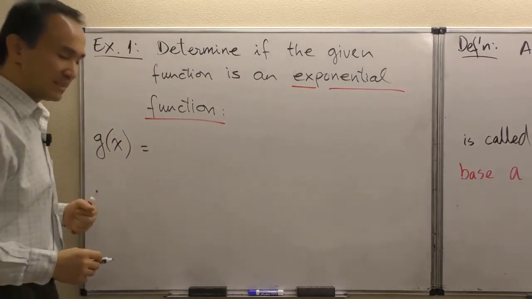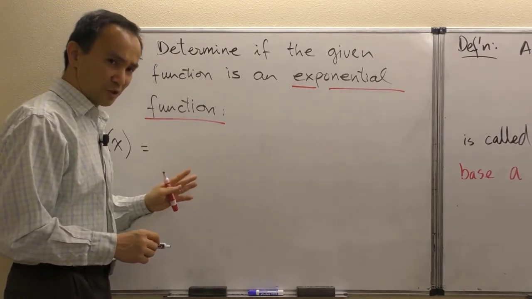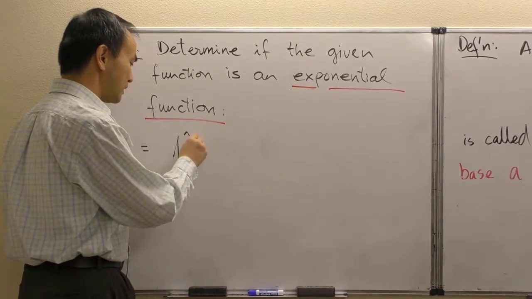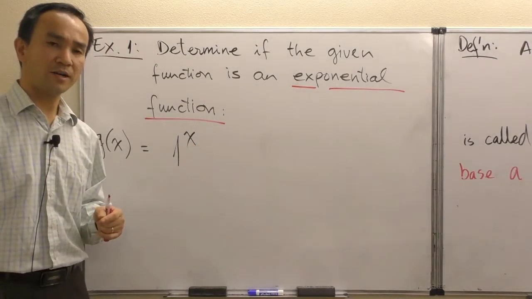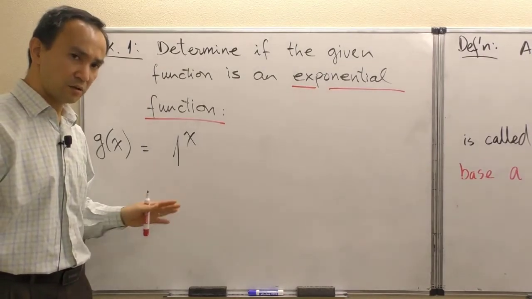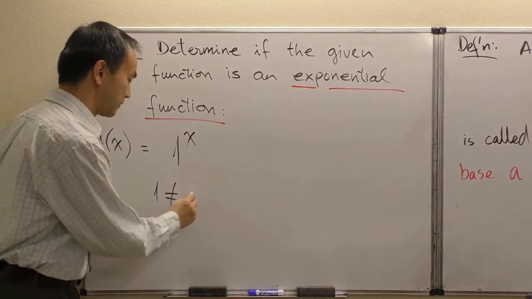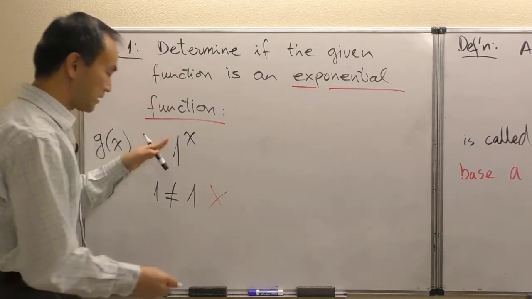Let's look at another one right here. At the end of this one, you will start getting some explanations of mine. But how about 1 to the x? So clearly this violates the requirement that the base is other than 1. The base is 1. Is it other than 1? No, it's not.